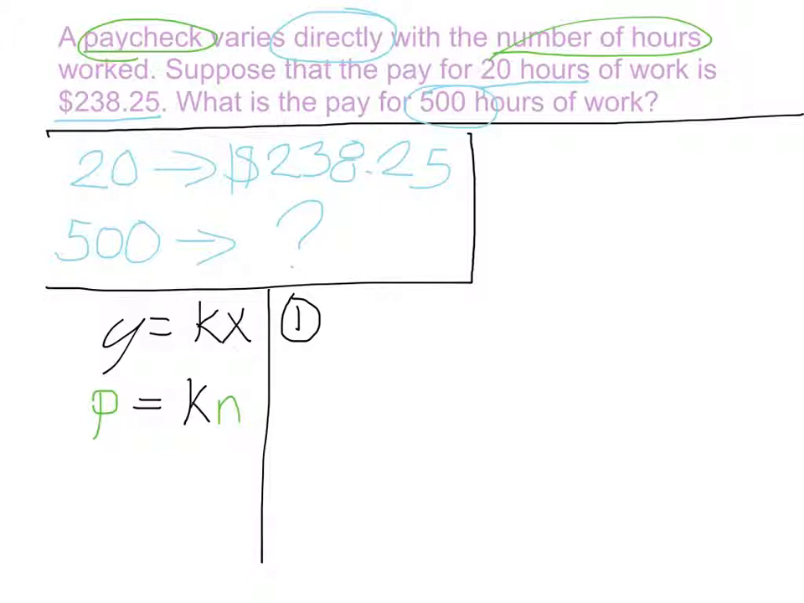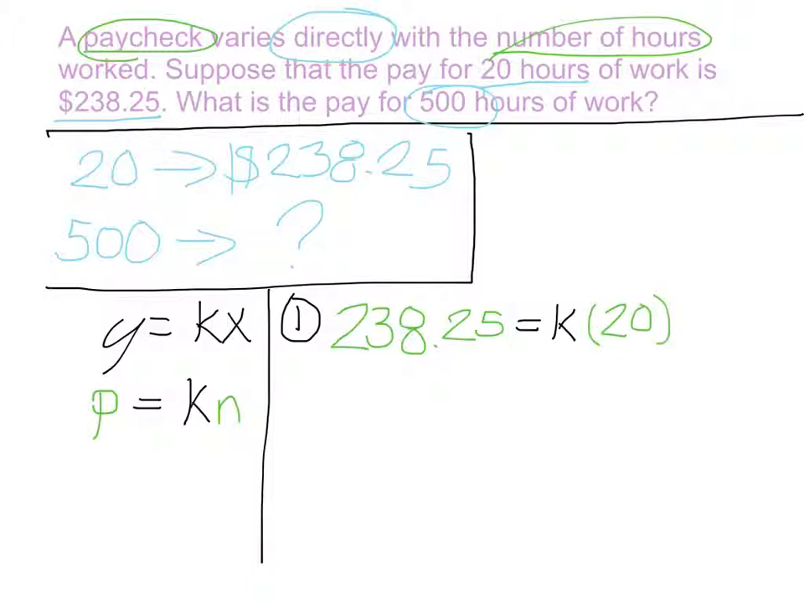The problem's telling me that when I've worked for 20 hours, I've made $238.25. So I'm going to substitute in $238.25 for p. So now I have $238.25, and I'm going to set that equal to kn. I know that when I have $238.25, I've worked 20 hours, so I'm going to put in 20 in the place of the letter n.